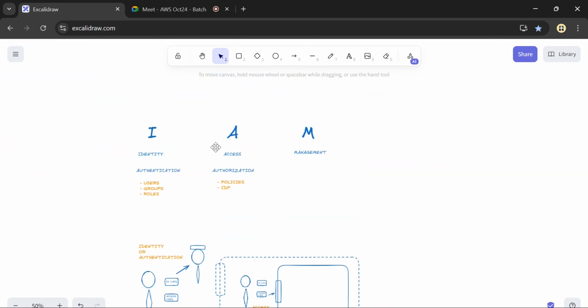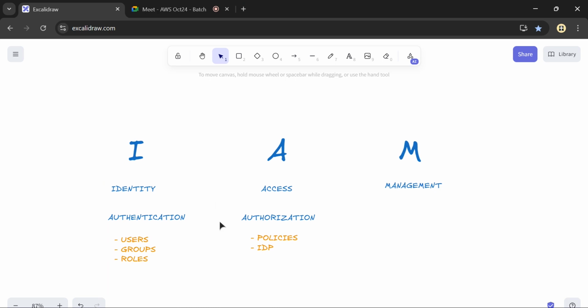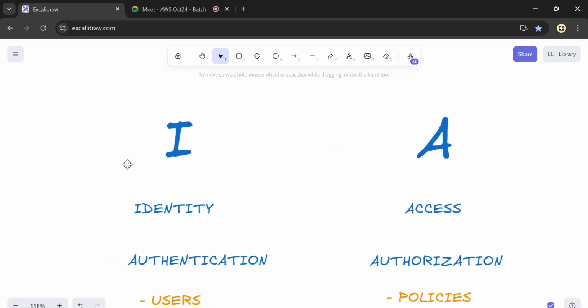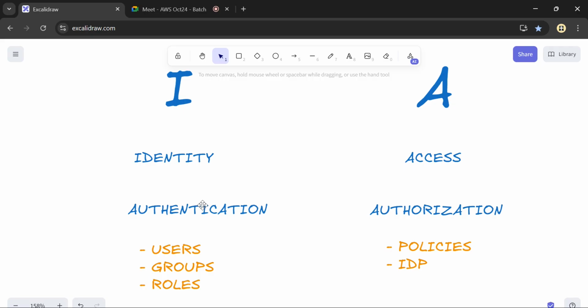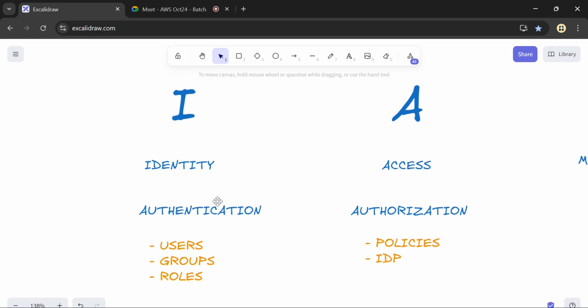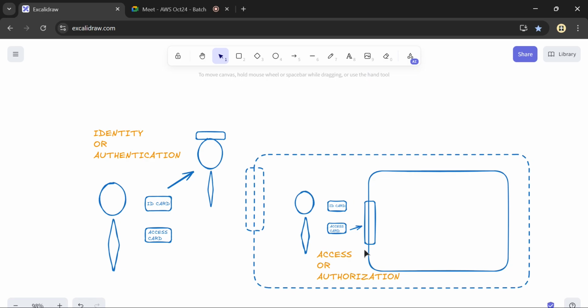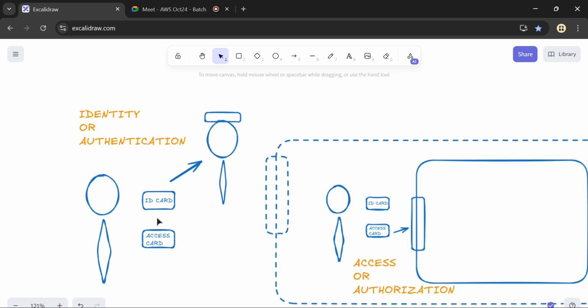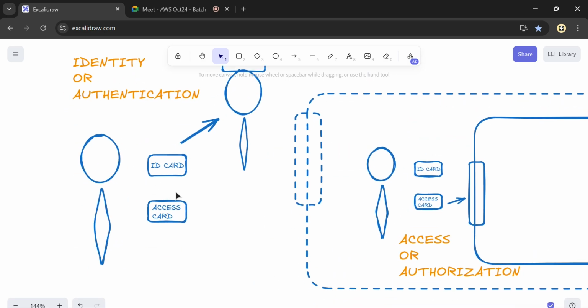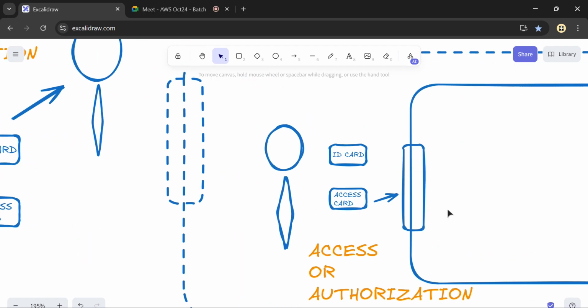We had discussed IAM, that is Identity and Access Management, and we had seen what is the difference between identity and access. Identity is also called authentication. Access is also called authorization. We had understood the difference with a simple example, wherein we have the ID card and access card. ID card is a kind of authentication, and access card is a kind of authorization.